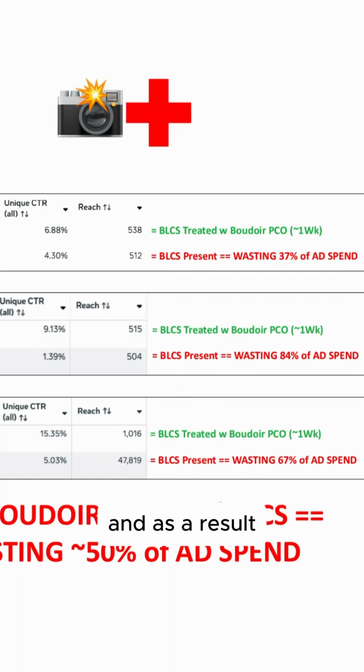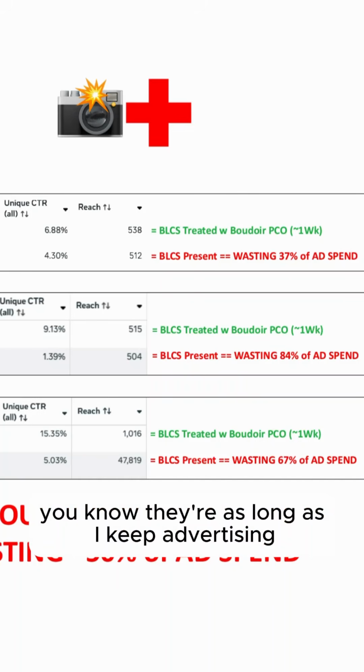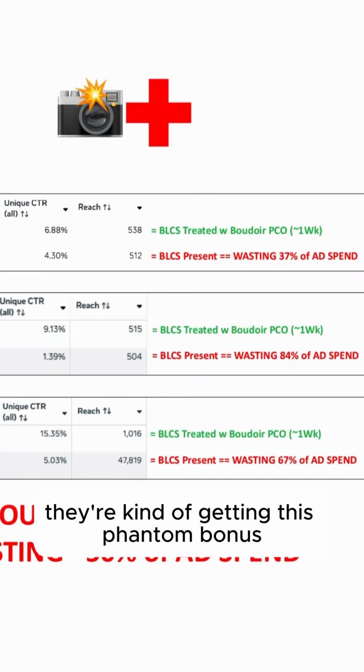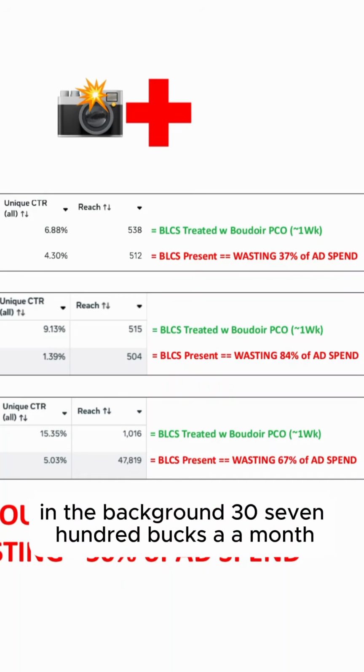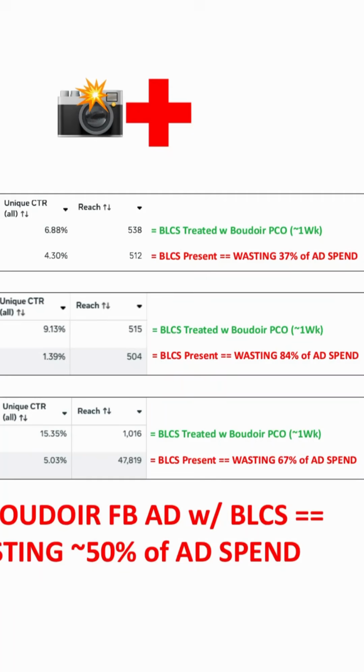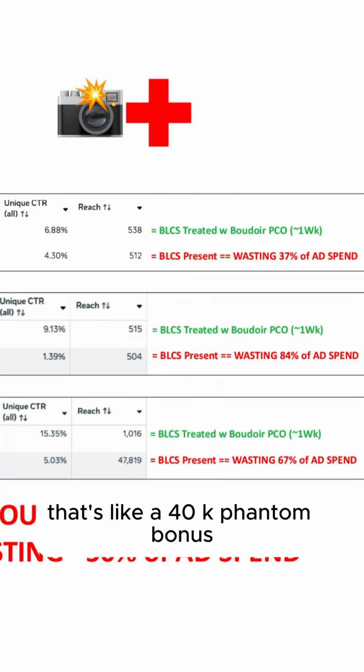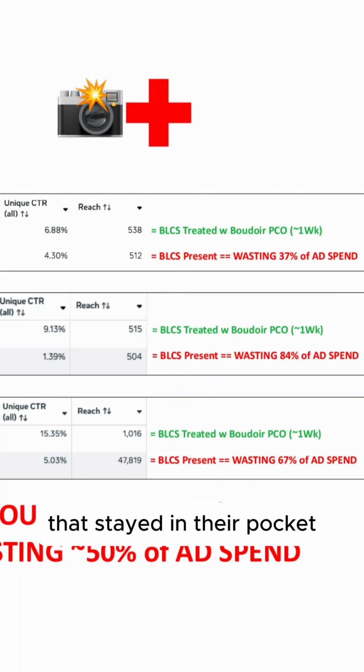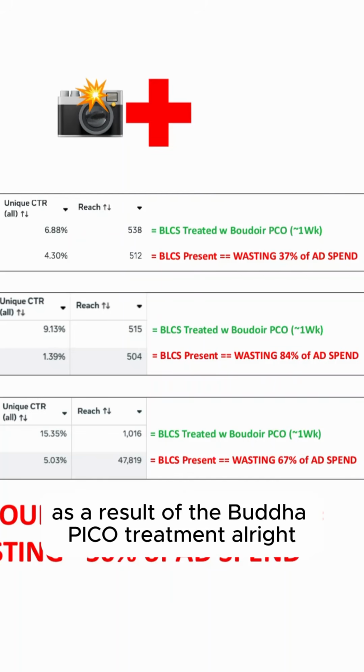As long as they keep advertising, they're getting this phantom bonus in the background, $3,700 a month every single month. And at the end of the year, that's like a 40K phantom bonus that stayed in their pocket, that they didn't have to spend out of pocket as a result of the Boudoir Pico treatment.